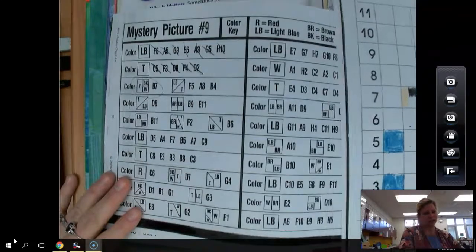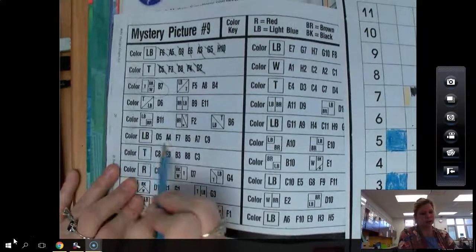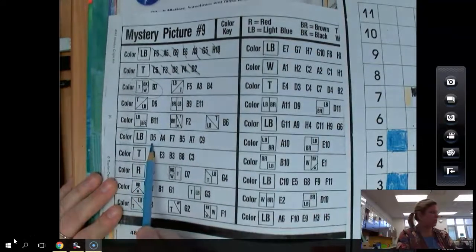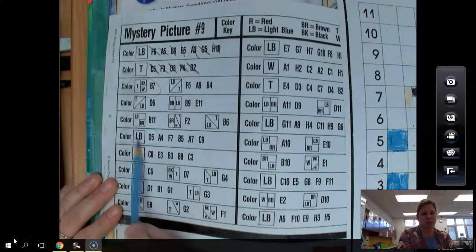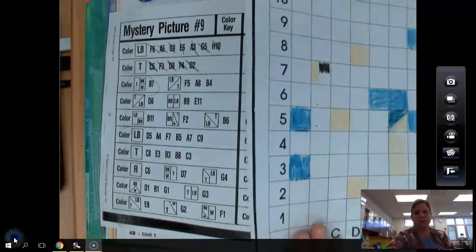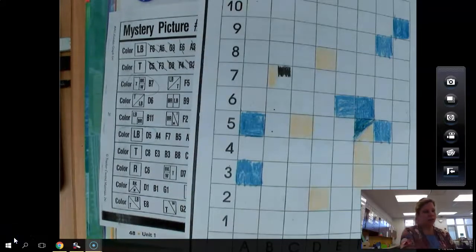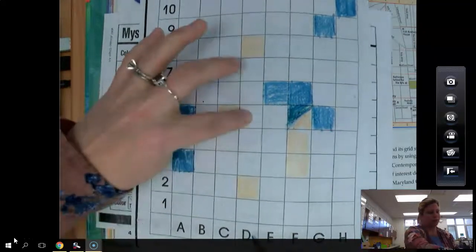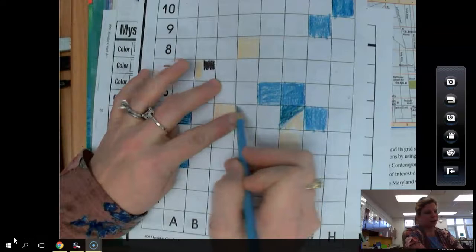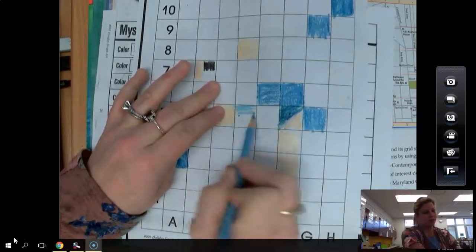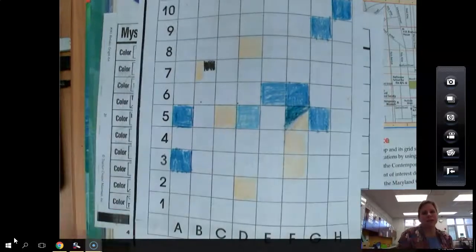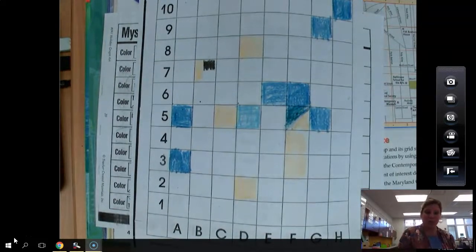So let's look. For instance, we're going to start right here. If I wanted to do the color LB, which I know is light blue, and I wanted to find D5, I know that I need to go to the box D5 and color that whole thing light blue. Well, I need to use the grid system. So I go over here, D5, and then my D, and I know right here, I'm coloring this box light blue. So you even use the grid system here, making a really cool mystery picture.